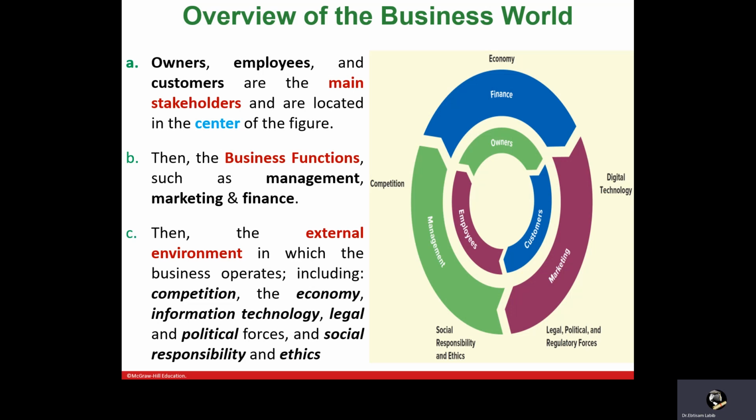Here we will have a look at the business world. The center of the business world consists of the owners, the employees, and the customers, because they are the main stakeholders of any business. And then on the second layer, we have the main business functions that we just talked about. Remember when we said to earn a profit, the business needs to have management skills, marketing expertise, and financial resources. So here they have the management function, the marketing function, and the finance function. And of course, as we said before, because the business doesn't work alone, they exist and operate within a certain environment and society. So they will impact the society, and then they will be impacted and affected by the environment. Those changes or forces include the competition, the economy, and the legal, political, and regulatory forces.